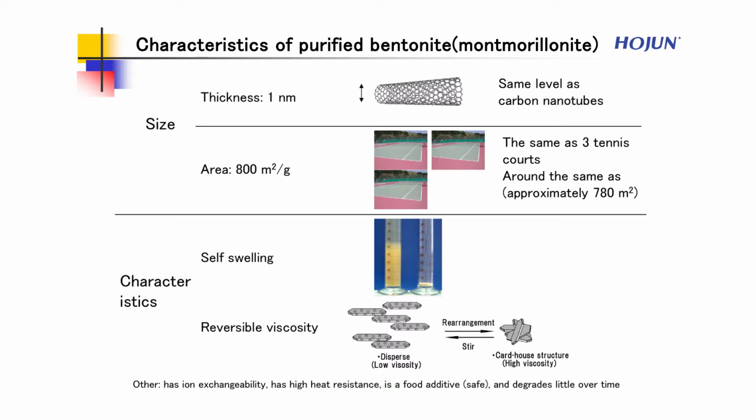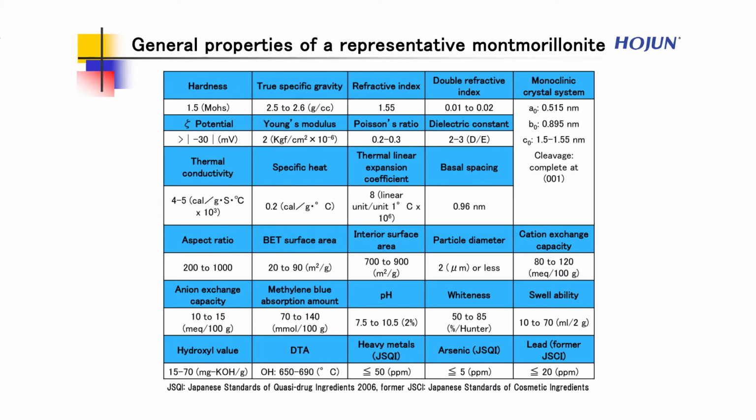Furthermore, there are characteristics such as that it has ion exchangeability, has high heat resistance due to being an inorganic mineral, has a high level of safety such that it can be used as a food additive, and has little degradation over time. There are some differences depending on the product. However, the general characteristics of montmorillonite are shown in the following table.